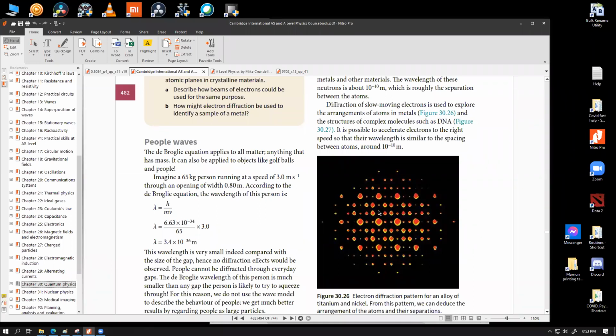So the de Broglie equation, with the connection of momentum and wavelength, can help to find atomic structures of substances, sir. That's one use. Yes.